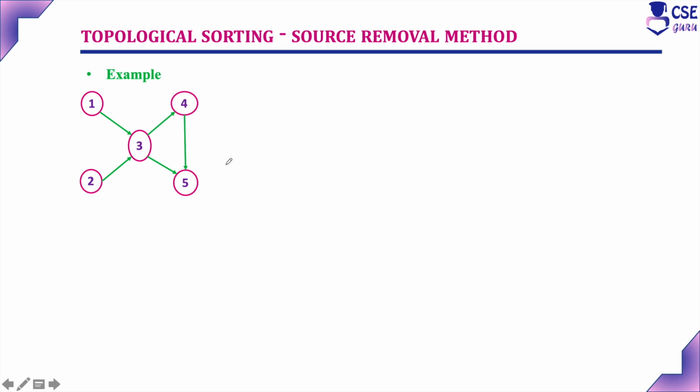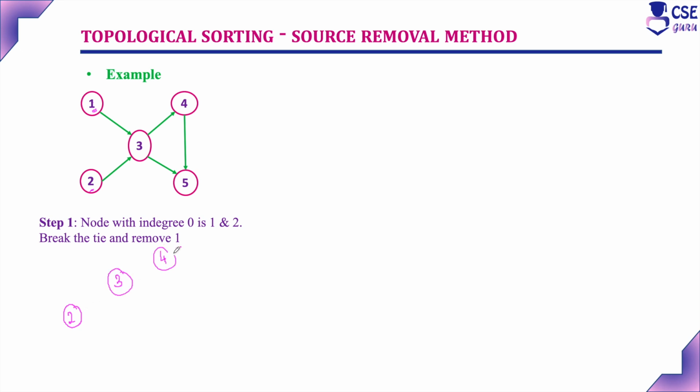Step 1, you need to identify the vertex with in-degree 0. Here vertex 1 has in-degree 0, and vertex 2 also has in-degree 0. So we will break the tie and remove vertex 1. If you are removing vertex 1, you have to remove the vertex and its outgoing edge also. The remaining vertices and their edges, everything you have to include. So this is the graph you will get after removing 1.